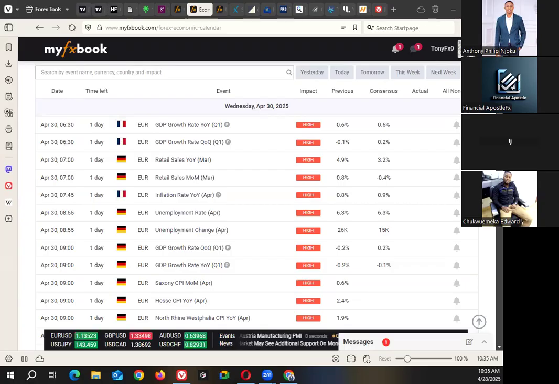Okay, so with that in mind, to wrap up the week, we have a lot of CPIs for Wednesday as well. The higher CPI is good for euro. The lower CPI is bad for euro.